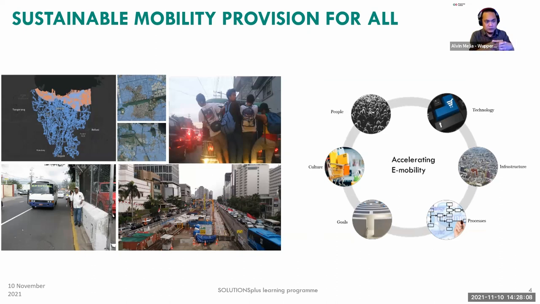Just to put everything into context, when we talk about e-mobility, we want to put this under the broader context of a socio-technical system. Hindi lang po tayo tumitingin ng e-vehicles on the ground. It's really about integrating the concept of e-mobility within a wider system na composed of people, technology, infrastructure, processes. We look at goals, we look at culture, and we look at the different aspects of sustainable mobility in general.